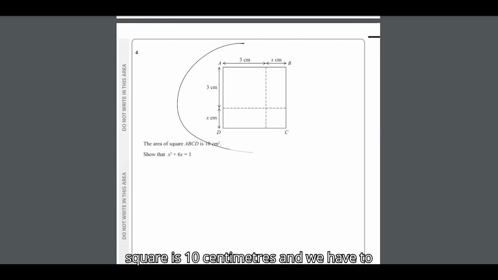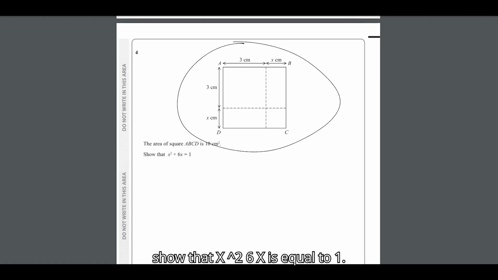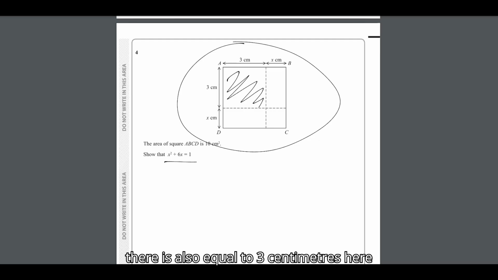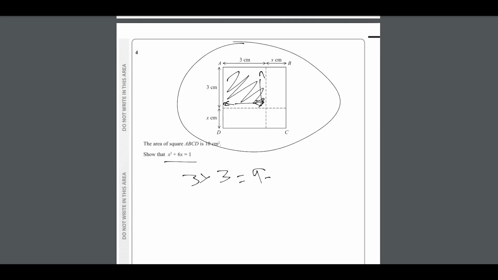So this whole square is 10 centimeters, and we have to show that x squared plus 6x is equal to 1. We are already given a little square in here. All sides of a square are equal, so 3 centimeters there is also equal to 3 centimeters here, and 3 centimeters here. So we can find the area of the square. This area will be 3 times 3, which is 9 centimeters squared.